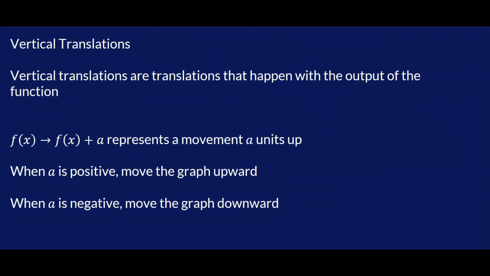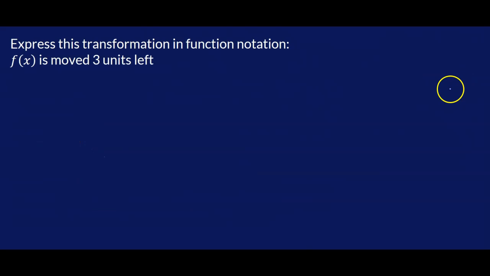So for example, we have f of x plus a. This just simply means that we're going to go up a units, and when this value here is minus, we're going to go down a units. So it's pretty straightforward. Now let's go ahead and do some examples together.